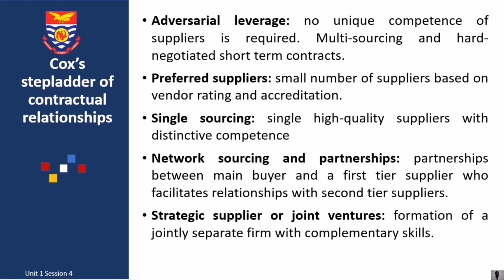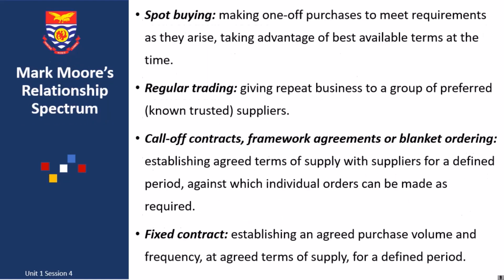Then it moves on to single sourcing, where they decide on a specific supplier who is high quality and advanced and has distinctive competence in what they require. Then moving to network sourcing, partnerships between the buyer and a first-tier supplier who facilitates relationships with second-tier suppliers. Then we move on to strategic supplier or joint venture, where buyers and suppliers come together to complement each other and come out with a new business offering for both their benefits.